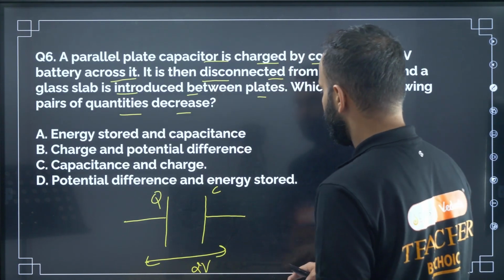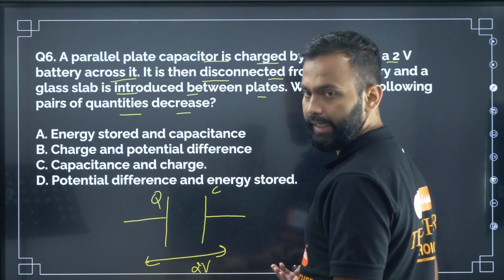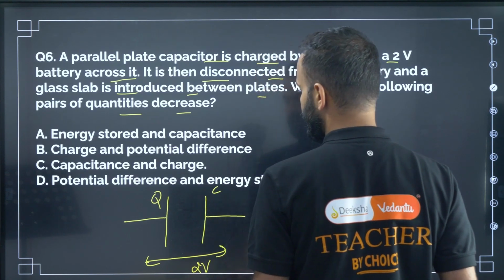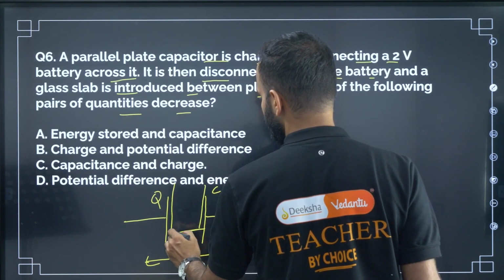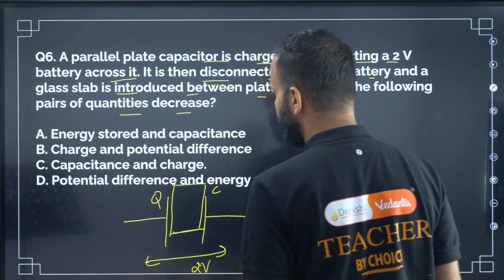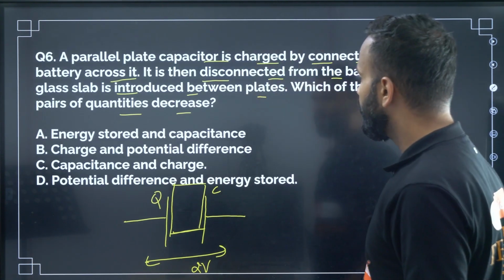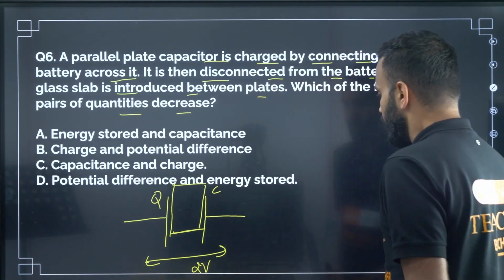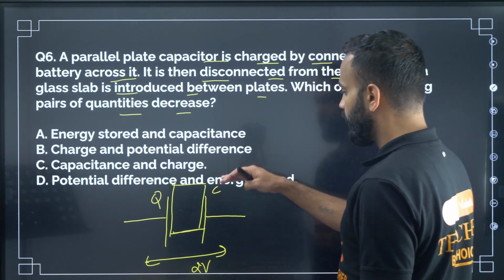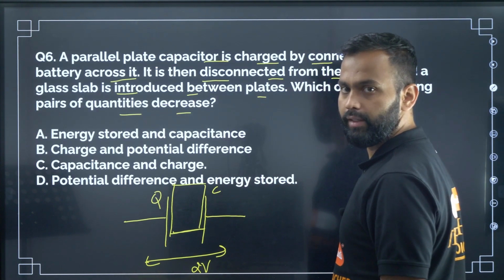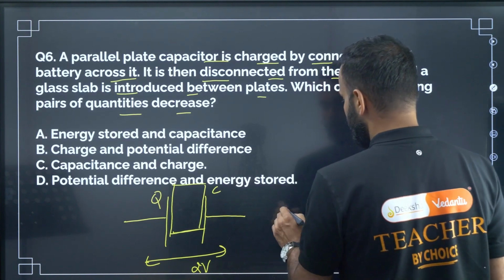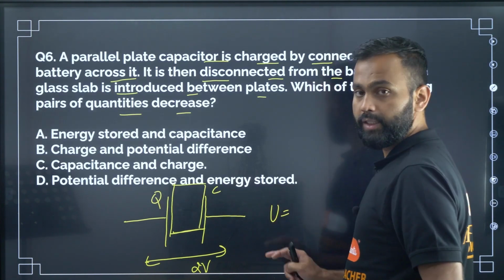Now the cell is disconnected and the glass slab is introduced. So what happens? When you introduce the glass slab, definitely the capacitance will change. So what is the expression of energy?